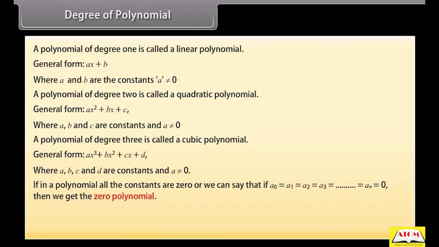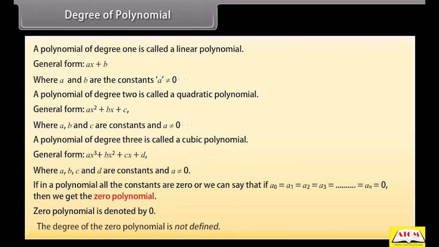If in a polynomial all the constants are 0, or we can say that if a0 is equal to a1, is equal to a2, is equal to a3, is equal to so on, is equal to an, is equal to 0, then we get the zero polynomial. Zero polynomial is denoted by 0. The degree of the zero polynomial is not defined.